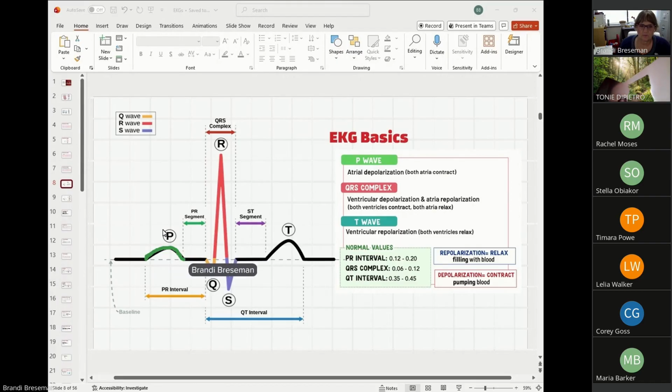The second thing we're going to look at is our QRS complex. So that's right here. This is our Q.